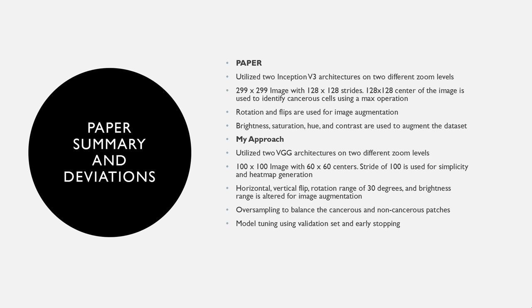I'm using horizontal and vertical flips, rotation ranges, and brightness to do the image augmentations to help my classifier generalize a little bit better. I also use oversampling to balance the cancerous and non-cancerous patches, because in our data set we'll have far more non-cancerous patches than cancerous ones. I am also tuning my model using the validation set. I will try out different architectures and different types of layers, and I will also make the model stop early once it sees that the model is not improving anymore on that validation set.